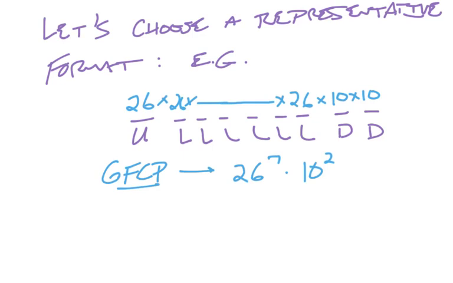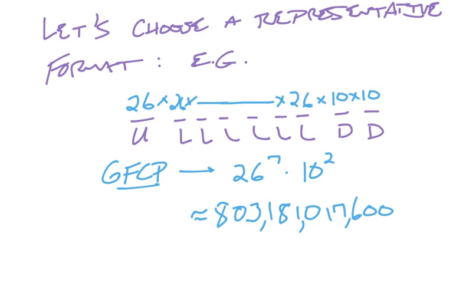So 26 to the 7th is 8,031,810,176, and then multiply that by 10 squared, which is 100, and that just adds 2 zeros on the end. So just to get a sense for what this number actually is, right now it's just a string of numbers. I have no intuition for what this number really is. So let me start putting my commas in here: 3, and 3, and 3. Does that look right? Yeah, that's right.